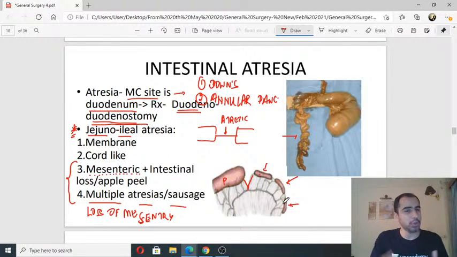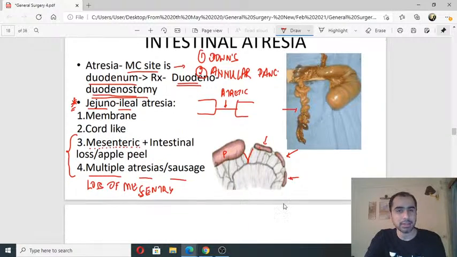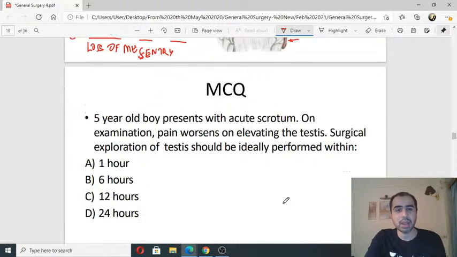Treatment obviously is going to be surgical. You have to do a surgical reconstruction or a surgical bypass. This question is also there in timelines in surgery, which I was recommending that you go through. Timelines.